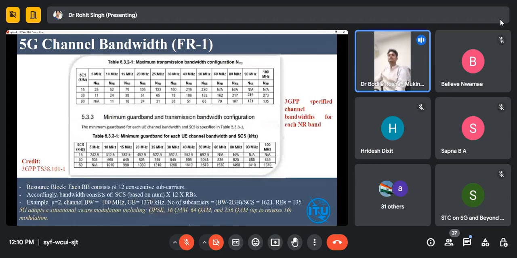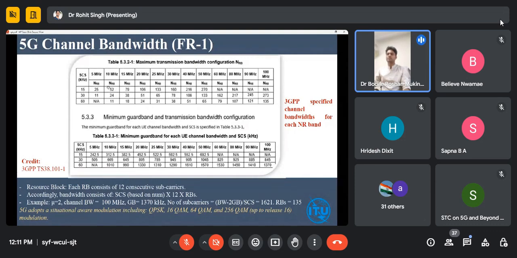Now coming to the bandwidth calculation. You can perform some sort of calculation for bandwidth availability in FR1. If the subcarrier spacing is 15 kHz, that is mu equals 0, one resource block will carry 15 kHz into 12, and 25 resource blocks will carry 15 kHz into 12 into 25. That is roughly equal to 4.8 megahertz, shown here as bandwidth equals 5 megahertz.